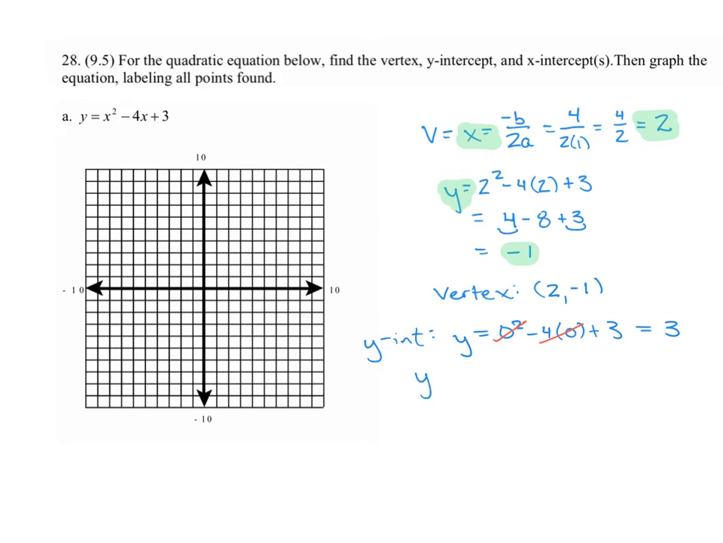So my y-intercept, x is 0, y is 3. Okay, the last thing that we have is x-intercepts. So for x-intercepts, we're going to plug in 0 for y. And we want to solve for x.